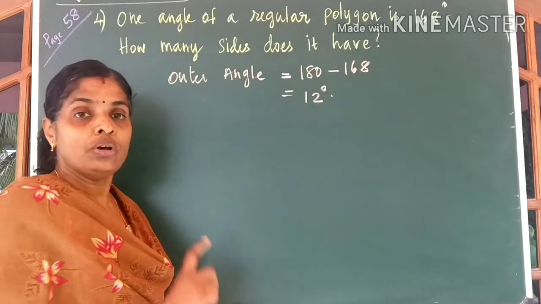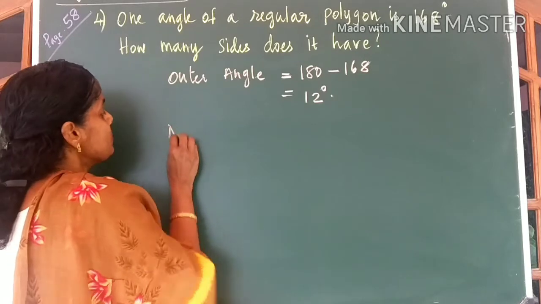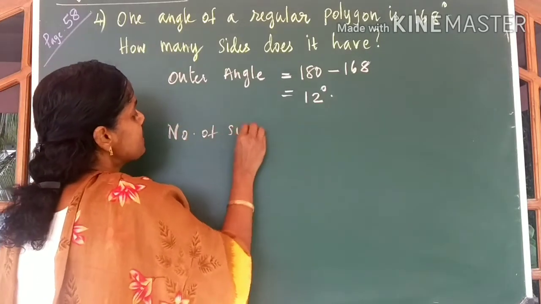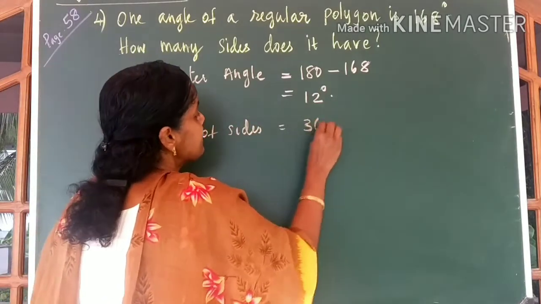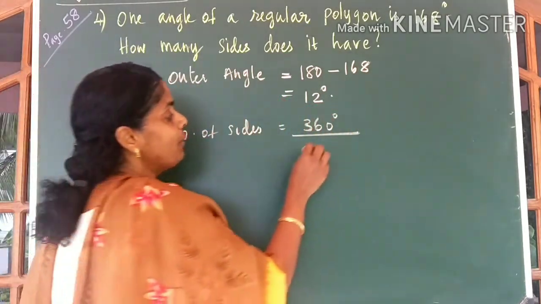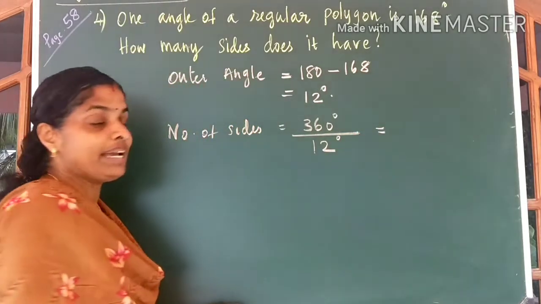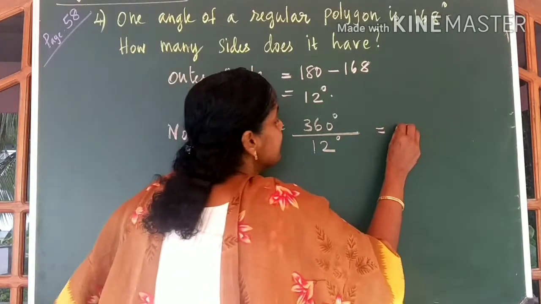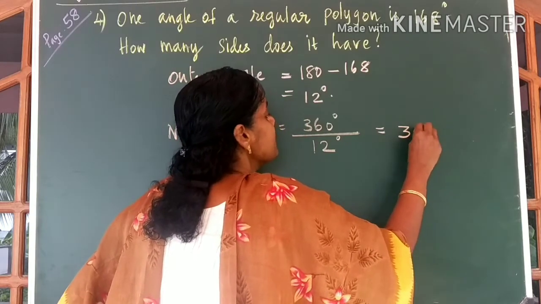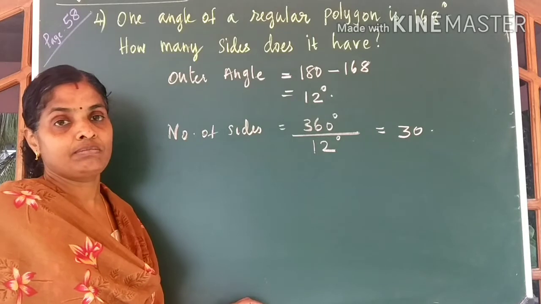Now we know one outer angle. Now to get the number of sides, use the formula. Number of sides is equal to 360 divided by each outer angle. We know the outer angle is 12 degrees. So if you divide 360 by 12, you get 3 12s are 36. Therefore 30. So the number of sides is 30.